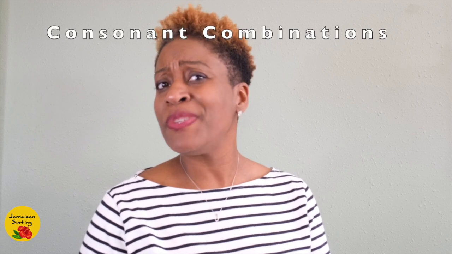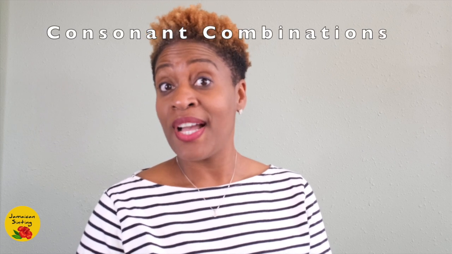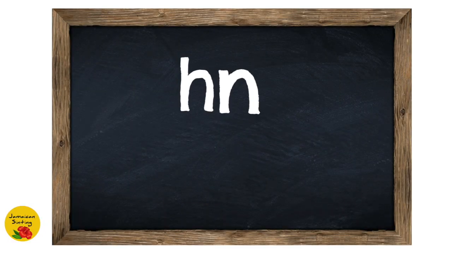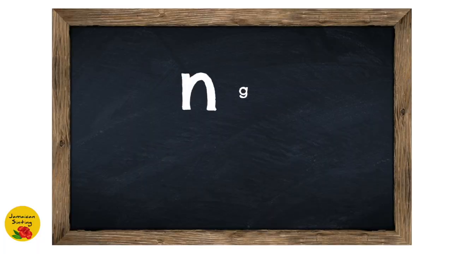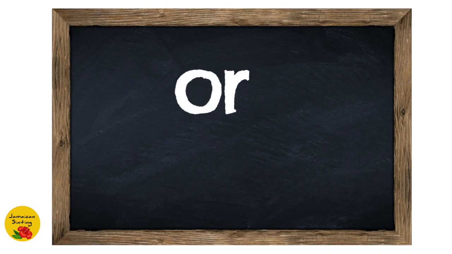On the matter of consonants, there are some consonant combinations that we do have represented in the Jamaican alphabet, like CH, HN, a kind of nasal sound, NG, SH, ZH. I almost forgot to mention OR, which while it's not on the alphabet, it can be represented by the sound as in world.